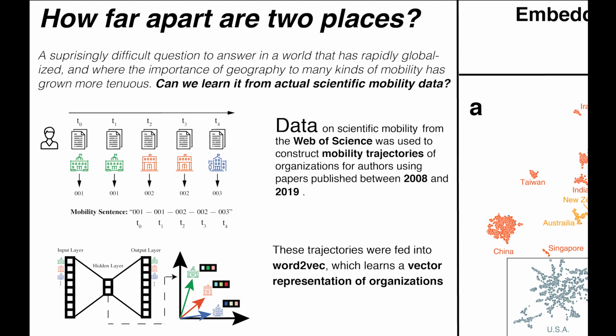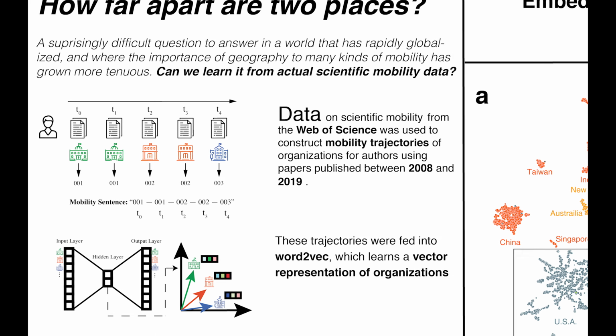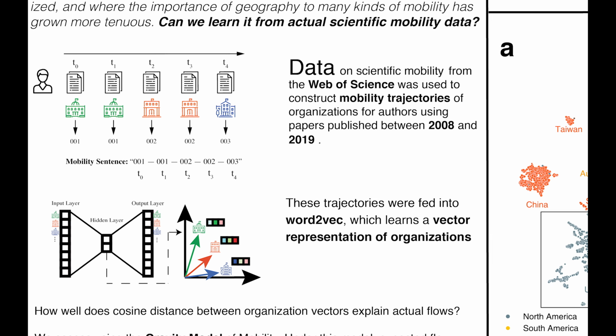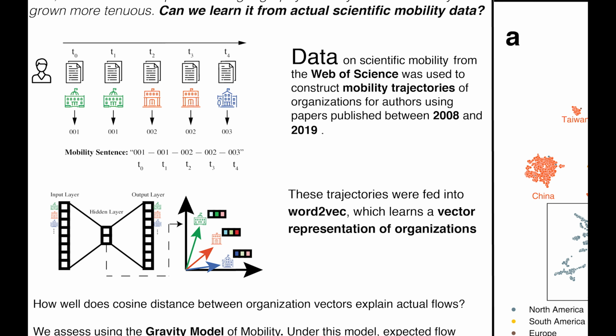cultures, economies, and languages. Here, we present an approach for learning a functional distance between places directly from human mobility data using a neural embedding model. We demonstrate this approach using the case of scientific mobility, a complex case study with deep consequences to innovation and research policy. Using data from the Web of Science, we construct mobility trajectories for individual researchers using affiliations listed on their publication records. That is, each trajectory is a list of affiliations ordered by year of publication.